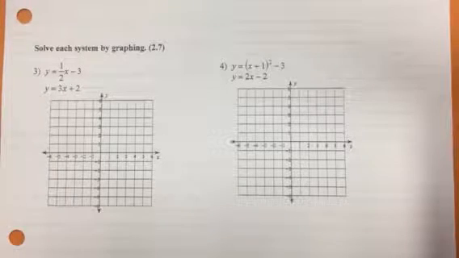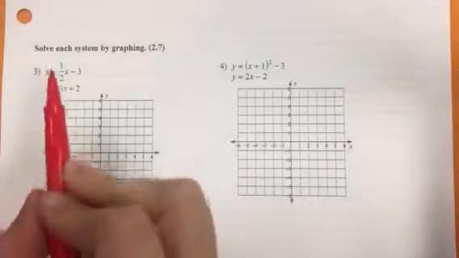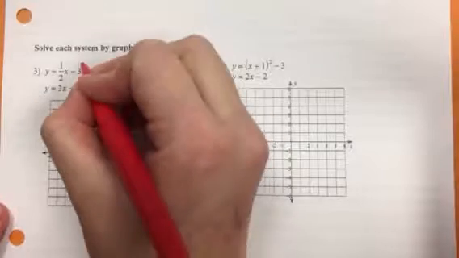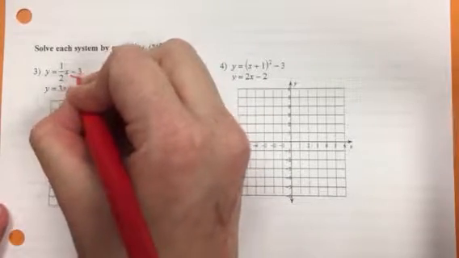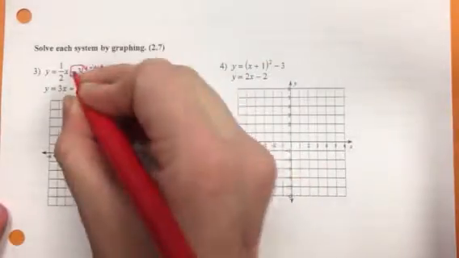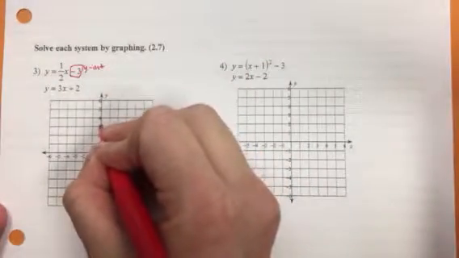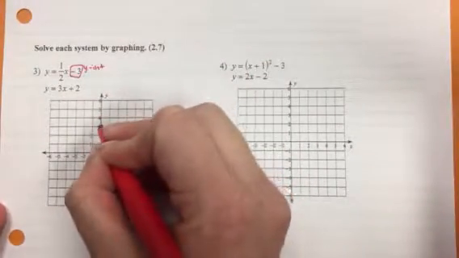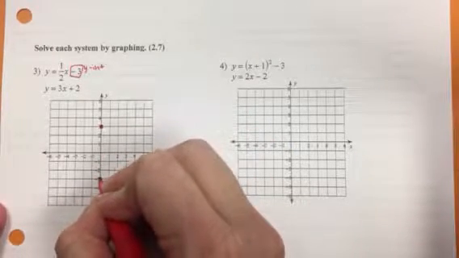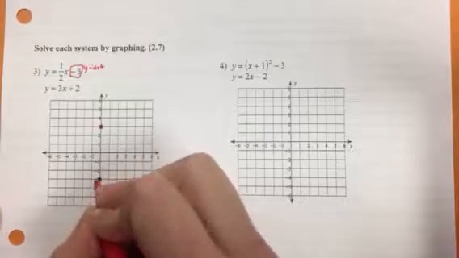The next examples are for graphing systems. On my first one, both of these are going to be lines. So on this one, -3 is my y-intercept, so I'm going to put a point on -3. Oh goodness, I just put it on +3. Fix it, -3, here we go. Put our point on -3.